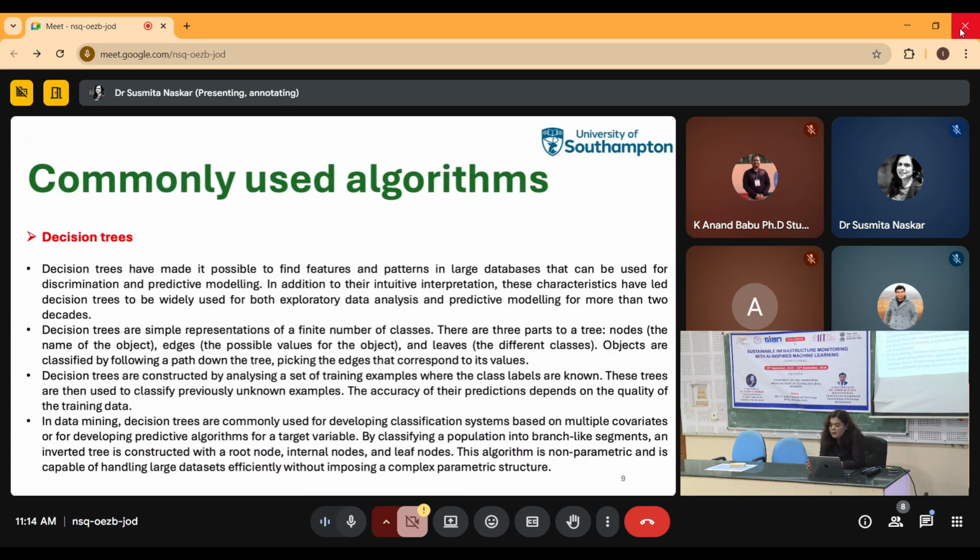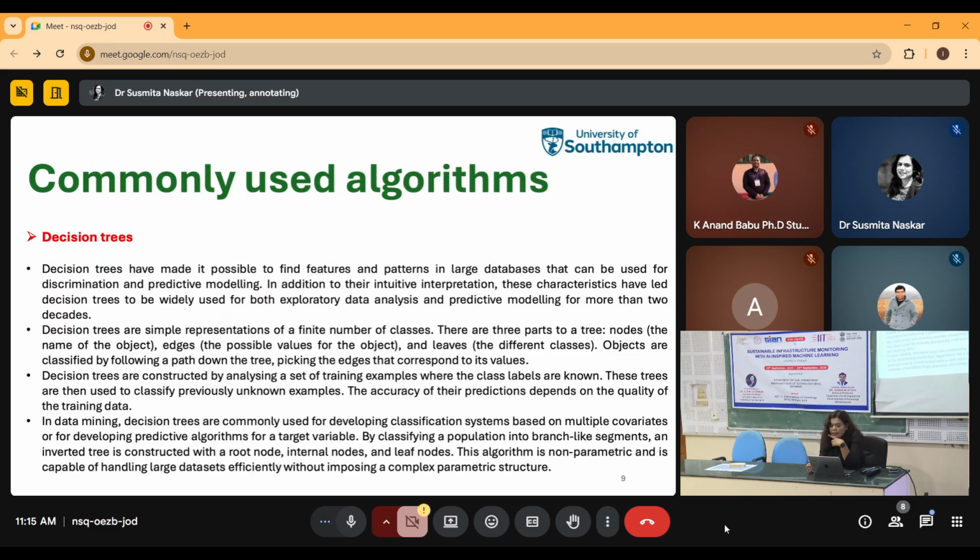A decision tree is simply a powerful representation of a finite number of classes. It consists of mainly three parts: the node, the edge, and the leaves. A node represents the name or the attributes of the object, whereas the edge represents the possible value of the decision, and leaves represent the different cases or outcomes. To classify an object, we simply follow a path from the root down the tree, choosing the edges that correspond to its value until we reach the leaf where we get the predicted result.